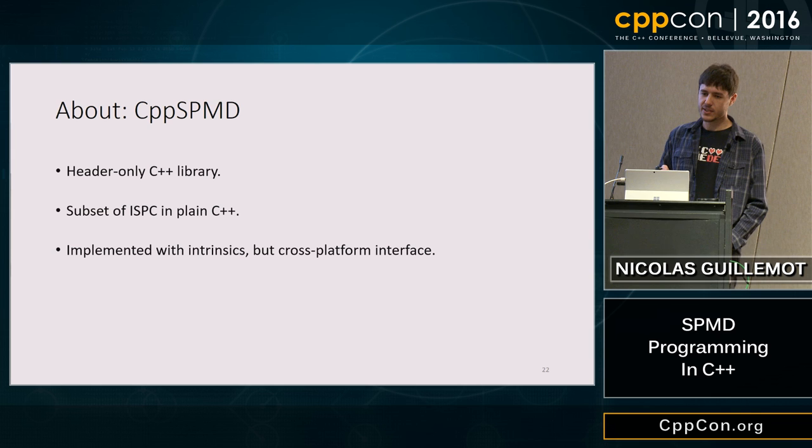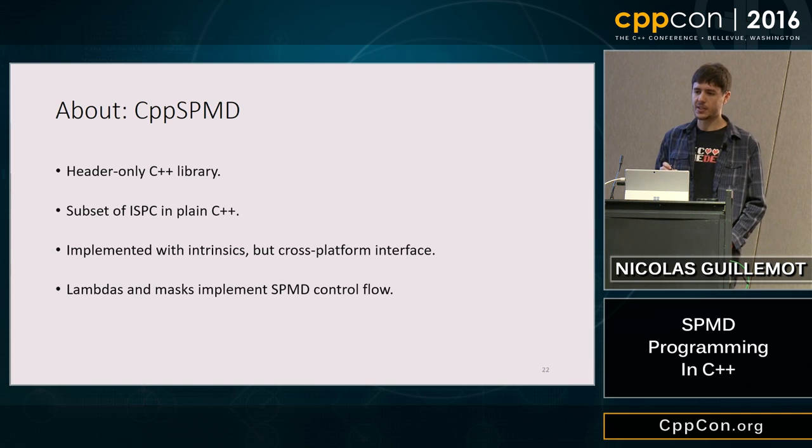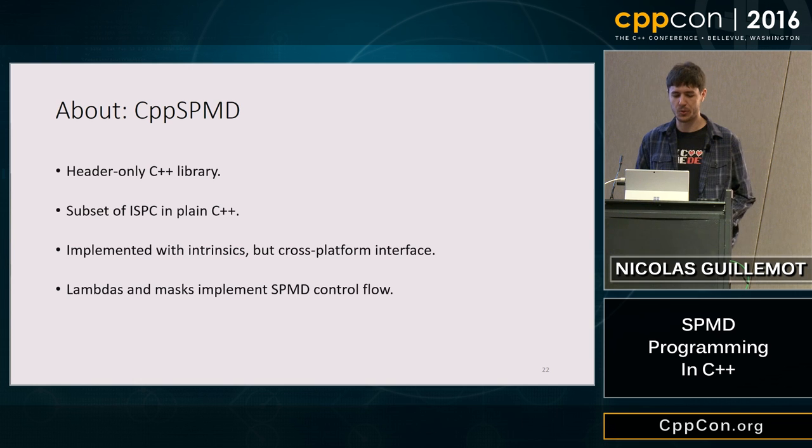It's implemented with intrinsics, the actual header itself contains intrinsics and stuff. But when you write the code, you don't have to care about what specific instruction set you're writing for, really. And that's the same thing with ISPC, for example. If you want the executive summary of how it's implemented, it's basically just control flow represented by lambdas, and these lambdas are executed with masks. That's the one sentence summary of how this library works. And I'll go into more detail in the next slides.